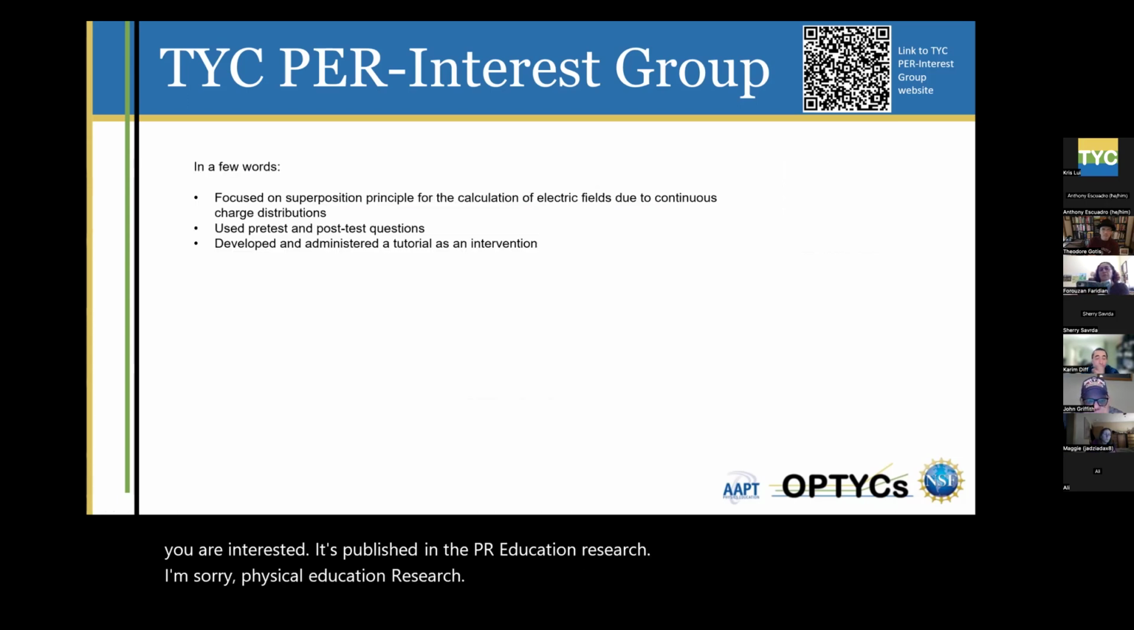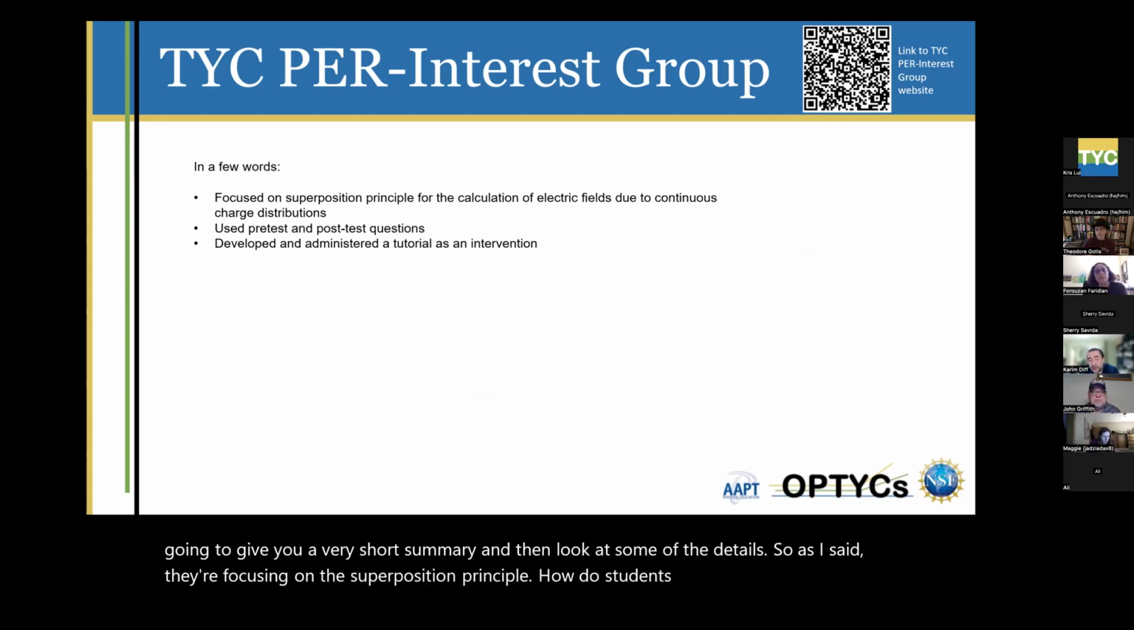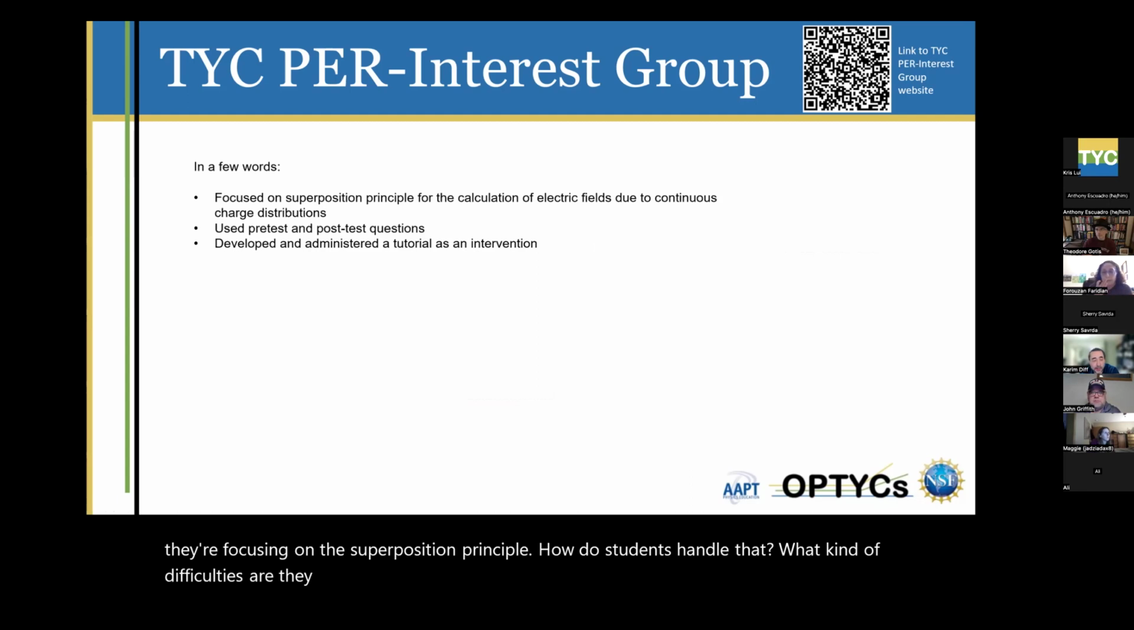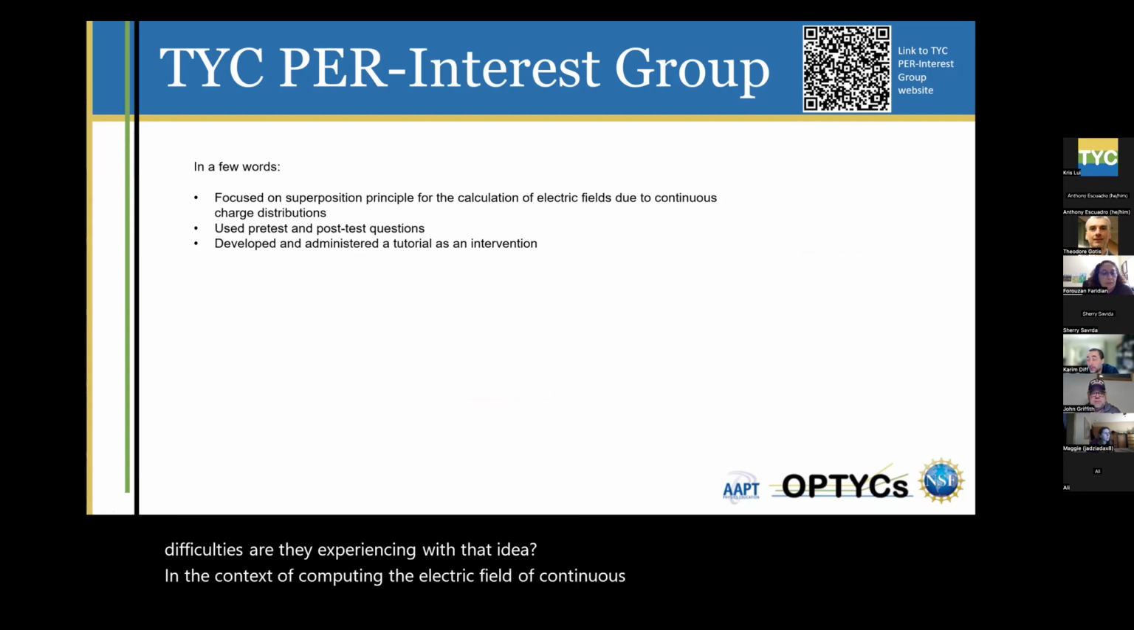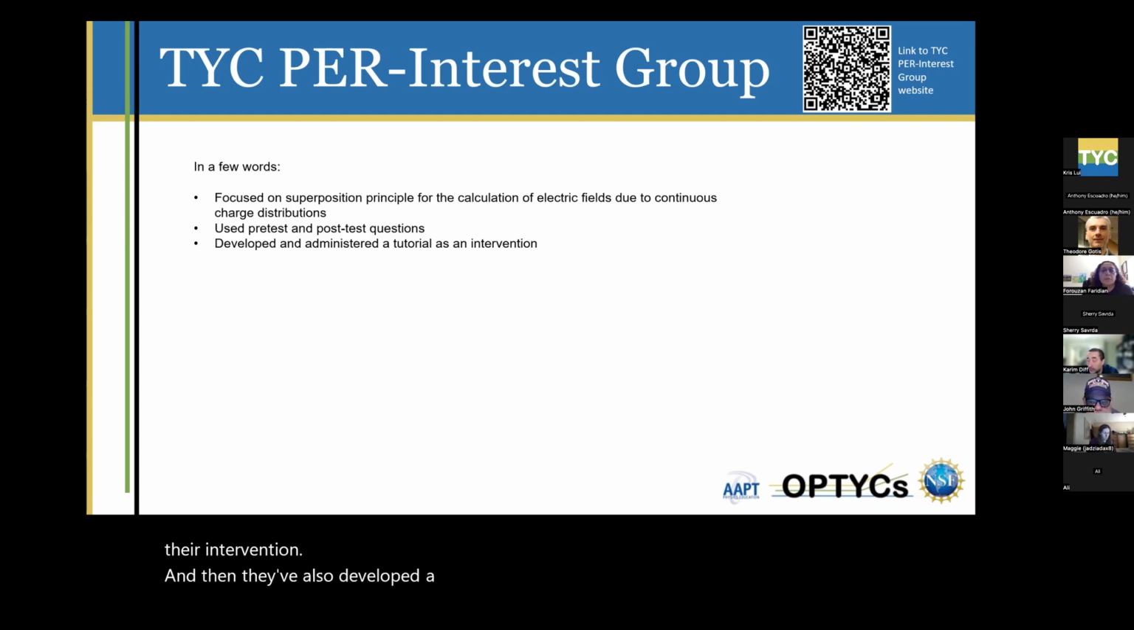What they've done, and I'm not going to go through the whole paper here, I'm just going to give you a very short summary and then look at some of the details. As I said, they're focusing on the superposition principle. How do students handle that? What kind of difficulties are they experiencing with that idea in the context of computing the electric field of continuous charges? They have developed a series of pre-test and post-test questions that they're using to calibrate the effectiveness of their intervention. They've also developed a tutorial to guide the students through this process that they're using as an intervention.